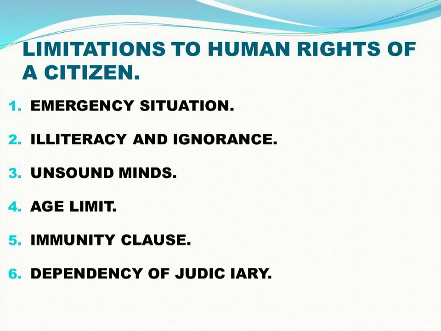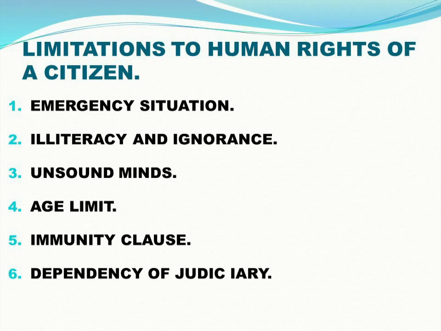Number 2 of the limitation include illiteracy and ignorance. An illiterate and ignorant person does not understand the meaning of human rights, and even if he does, he may not know what to do when his rights are violated. Number 3 of the limitation include unsound minds. A citizen with unsound mind suffering from insanity, we mean a person who is mentally deranged, will be deprived some of his rights if he is restricted in the interest of others.